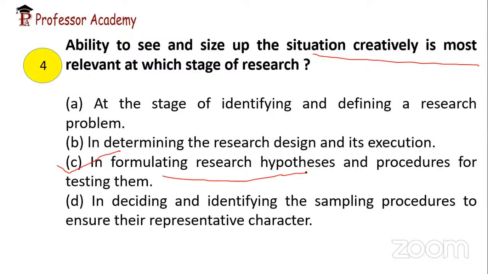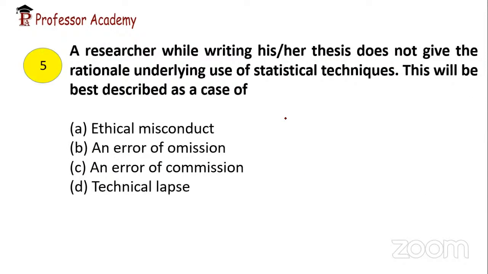So moving on to the final question of today. A researcher, while writing his or her thesis, does not give the rationale underlying the use of statistical techniques. This will be best described as a case of ethical misconduct, an error of omission, an error of commission, or technical lapse. So first of all, let us understand what all this means.